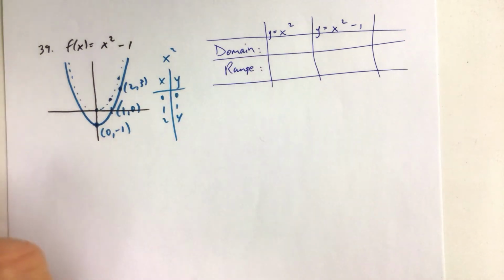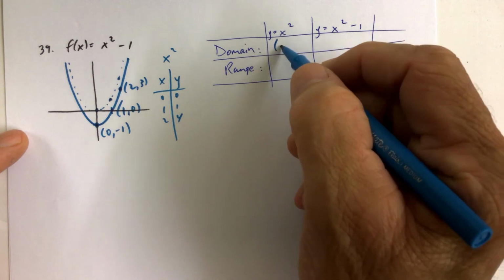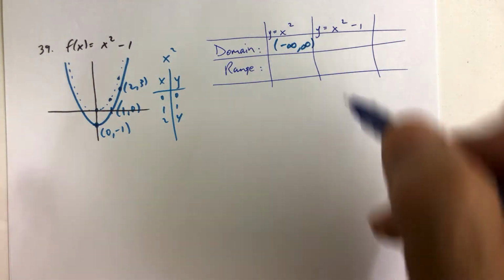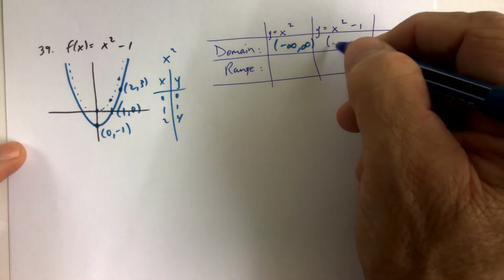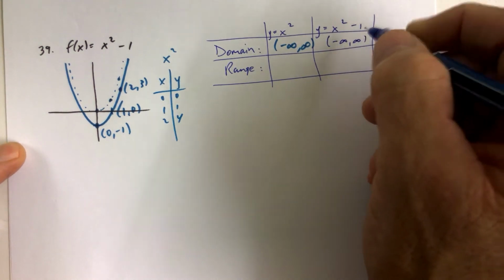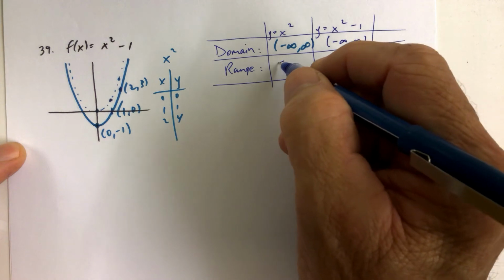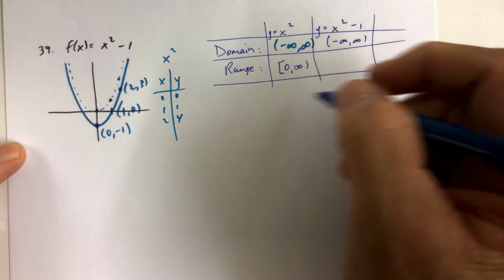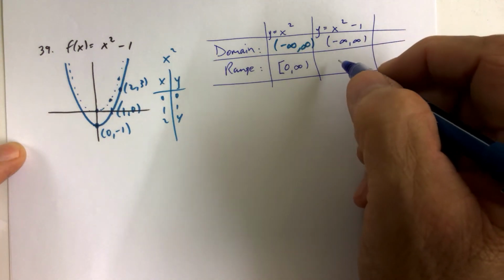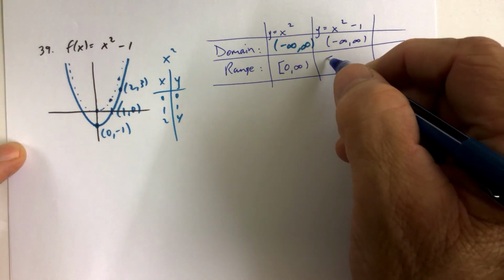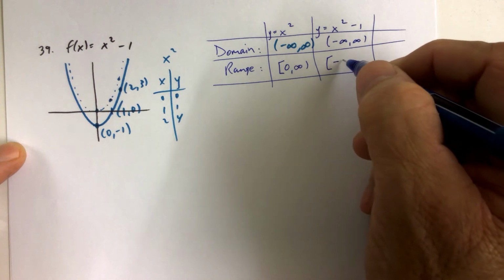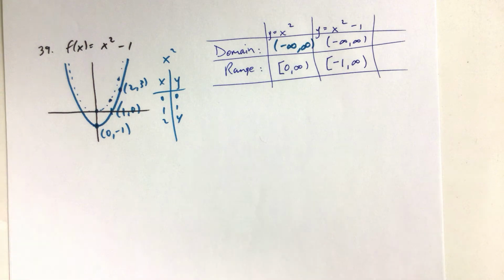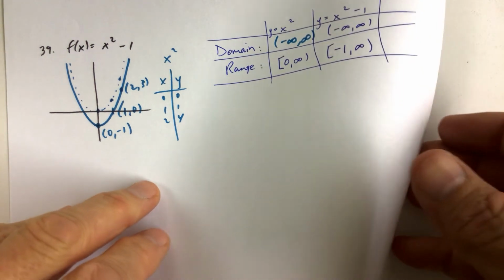Now the domain for these functions will remain the same, from negative infinity to infinity. But the range, on the other hand, for y equals x squared, using interval notation, starts at 0 and goes to infinity. So all real numbers that are non-negative. And for the range of the transformation, we would start at negative 1 and increase to infinity. So that would be how you do problem number 39.